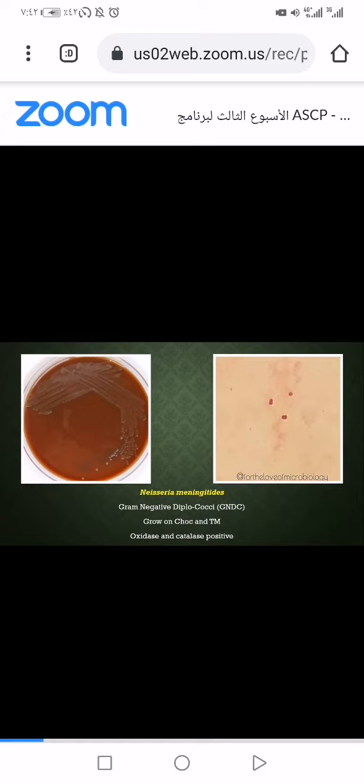But after that, you have to do other identification methods, like the automated identification. There are many types of devices.